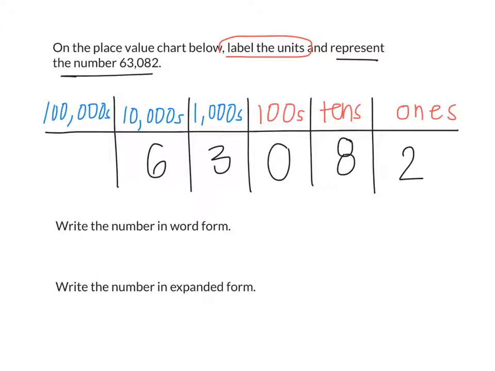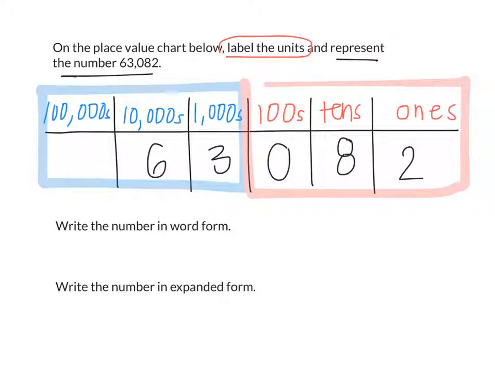Remember, when we use the place value chart, it really helps us put the number into word form because we just think about the periods. How many periods are in this number, 63,082? Show me with your fingers. How many periods are there? 2 periods. There's the thousands period and there is the ones period.